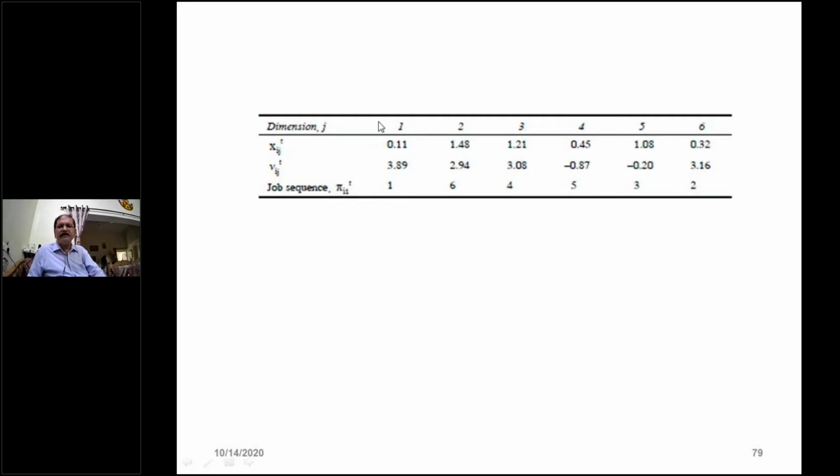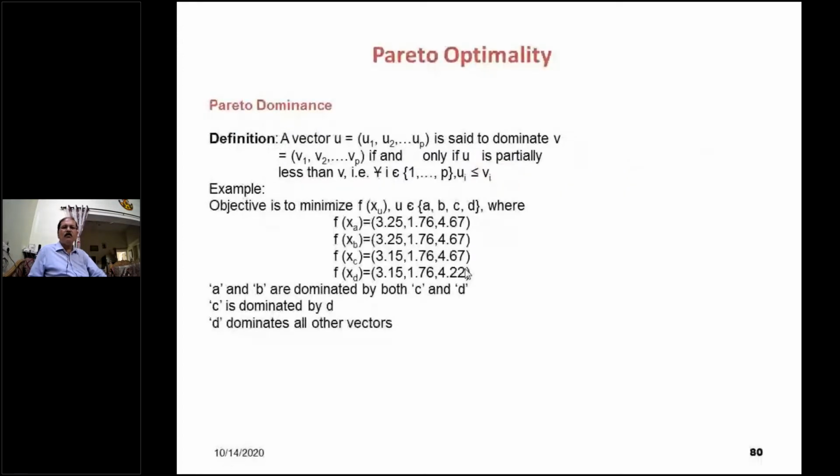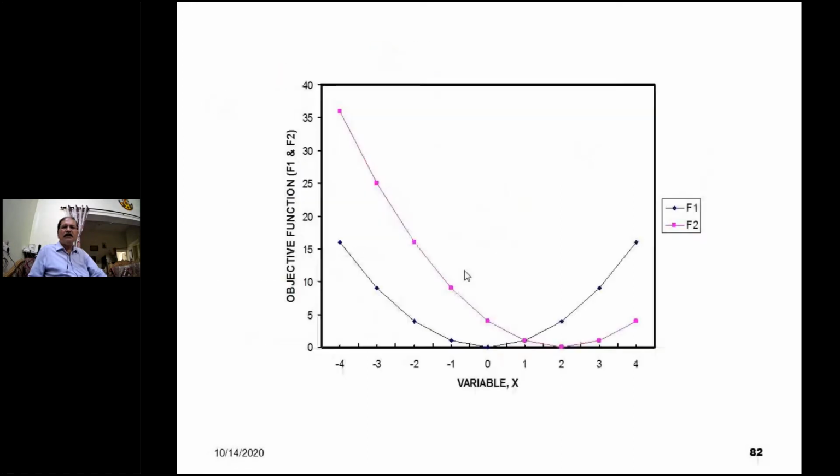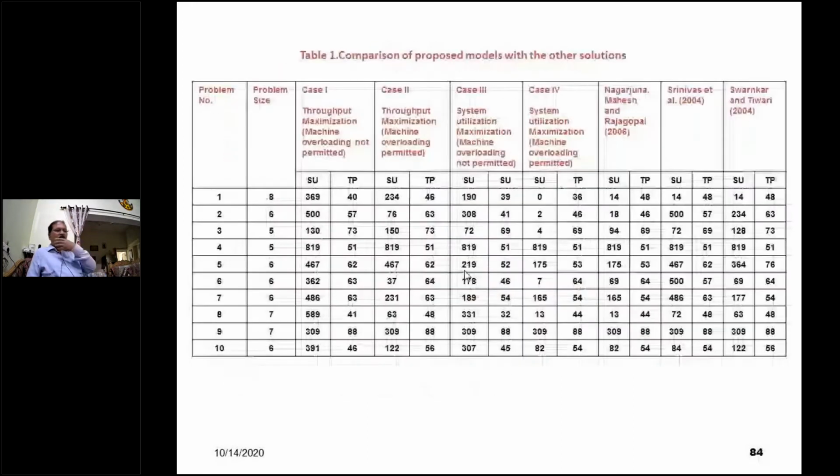Similarly, these are the dimensions, and the next job sequence becomes, using this shortest position value method, 164532. That will be the job sequence. So accordingly you can load.